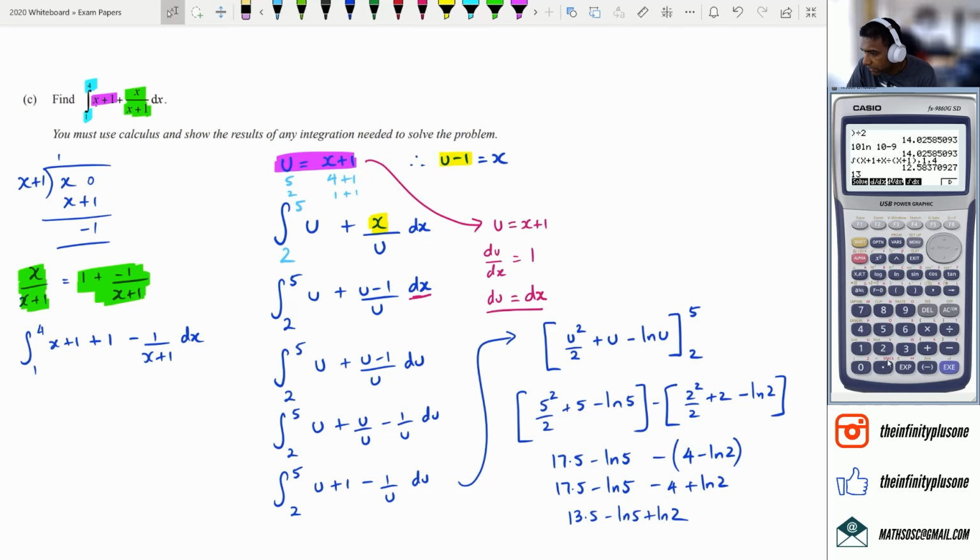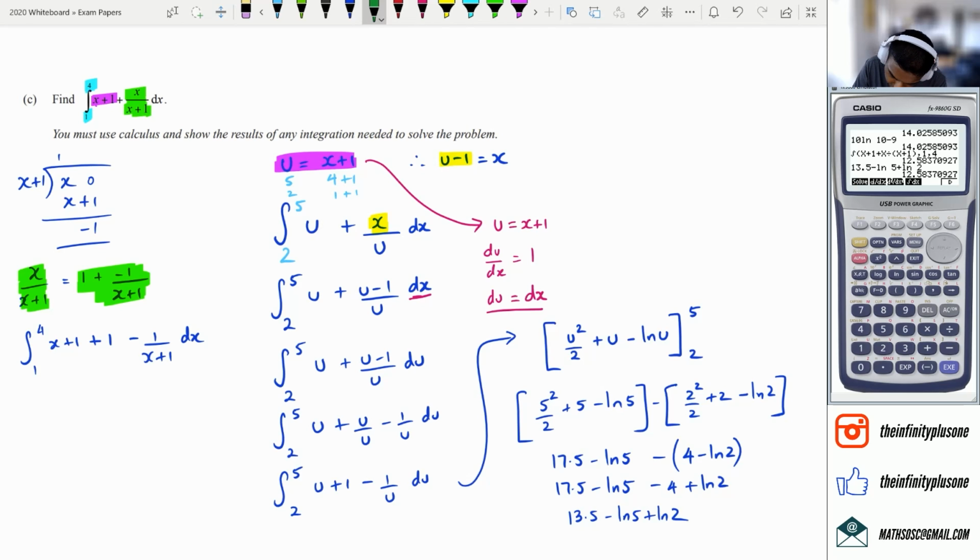So I've got 13.5 minus ln of 5 plus ln of 2. There you go, I'm on the right track. So that is basically what my final answer is, and I'm going to leave it at that. So achieved is for integration, correct integration.